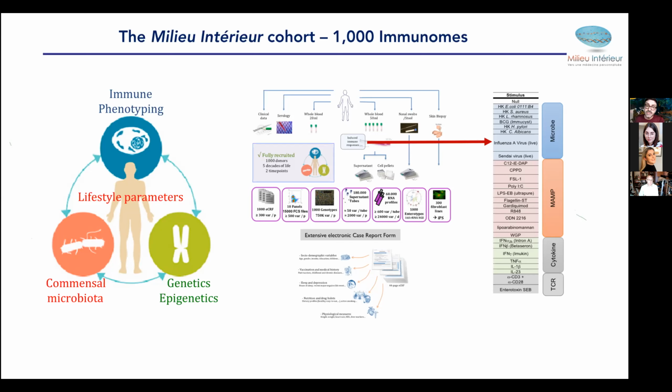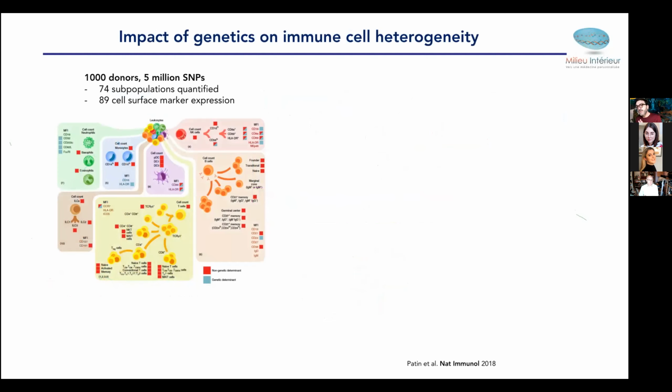And most importantly, from each individual, we have an extensive case report form where we have socio-demographic variables such as income, education, etc., vaccination, medical history, sleep habits, nutrition, and physiological measures to have a much more comprehensive idea of the different factors that can drive immune response variation. So let me share a few examples.